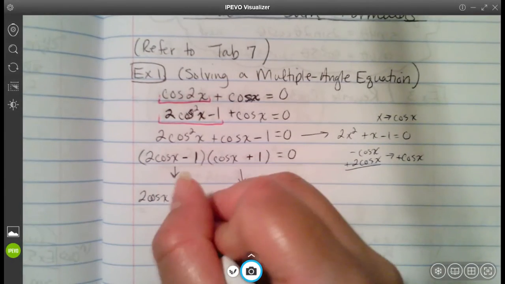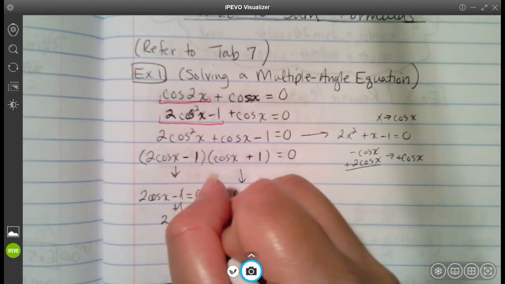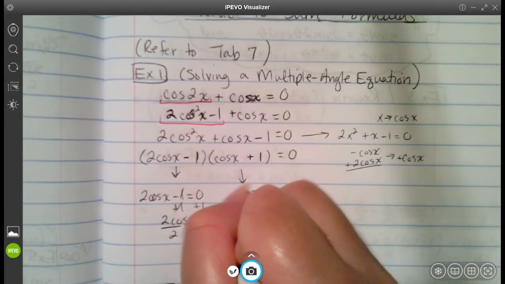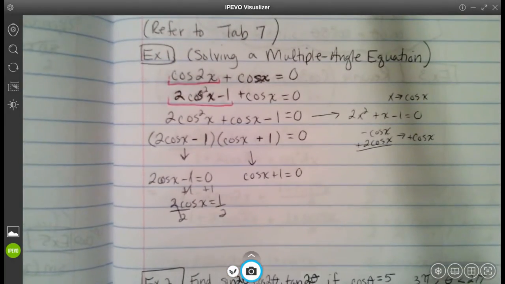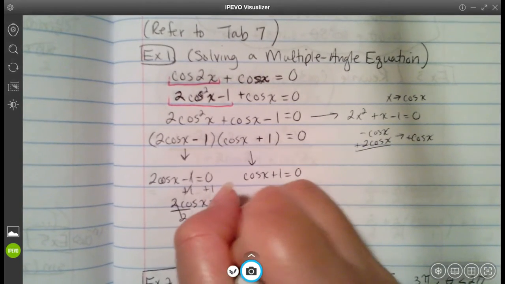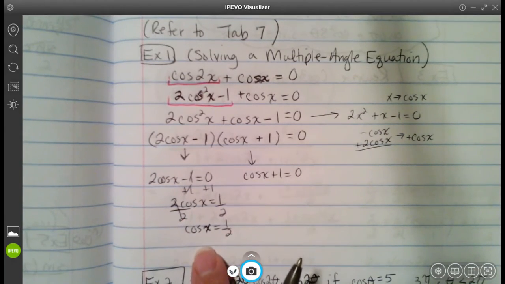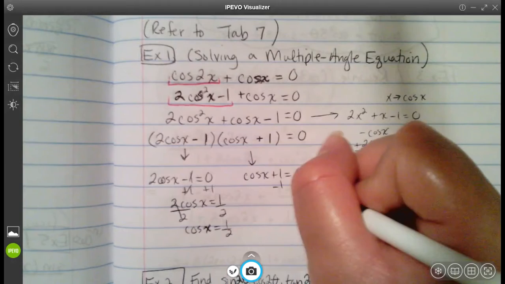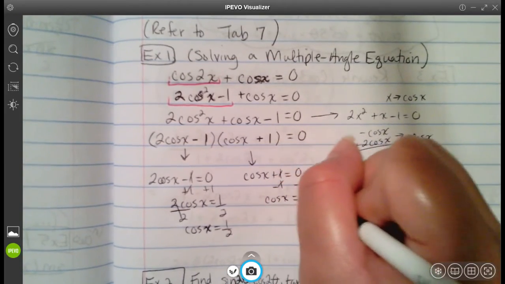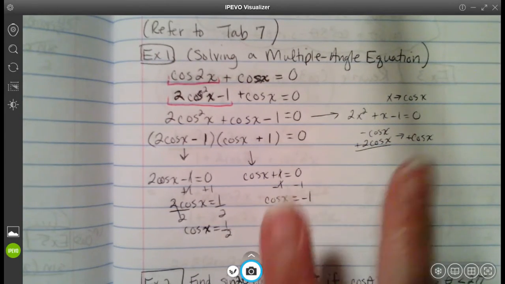In the first one, we add 1 to both sides, which gives us 2 cosine of x is equal to 1. Divide both sides by 2, which gives us cosine of x is equal to 1/2. We'll come back to this. We're almost done, but not quite. Same thing on this side. We subtract 1 to give us cosine of x is equal to -1. We can stop at that point because cosine x is isolated.